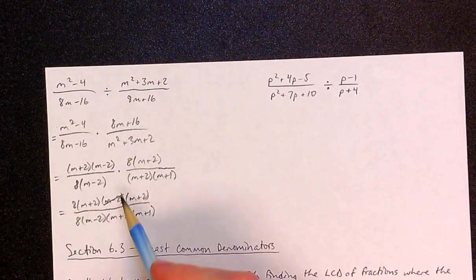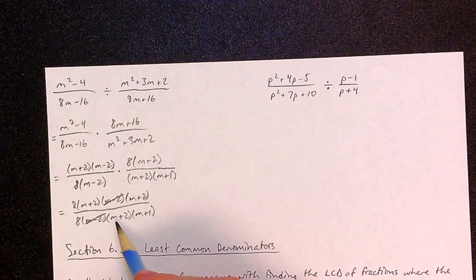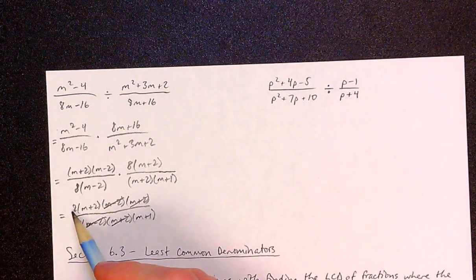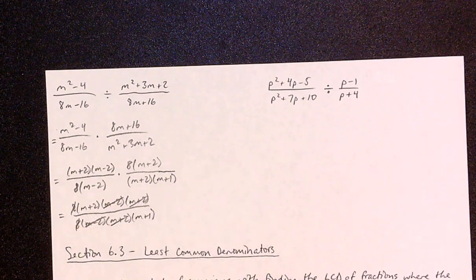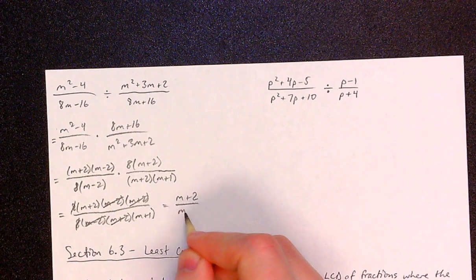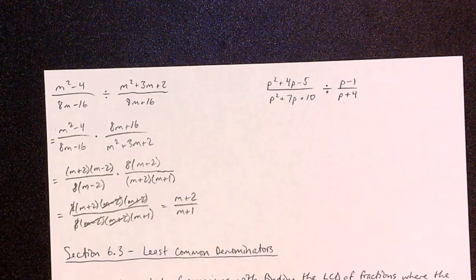I see an m minus 2 and an m minus 2. I see an m plus 2 and an m plus 2. And then I have 8 divided by 8. So in the end, I'm left with (m plus 2) divided by (m plus 1).